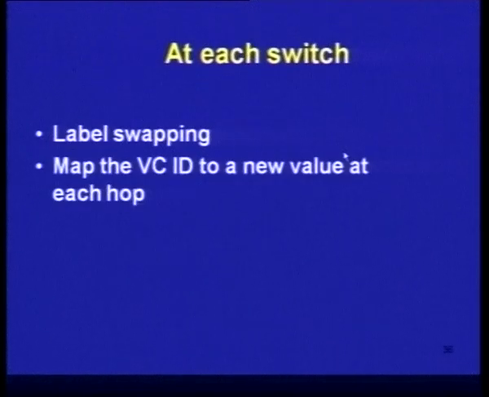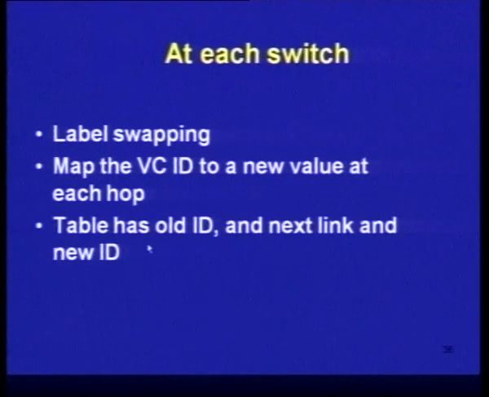Now at each switch, what will be done is you will have this label swapping take place, which essentially maps the VC ID to a new value at each hop. The table will have 3 entries basically: the old ID, the next link to be taken, and the new ID. So by using this table, the switch will be able to make this switching of the labels for every packet that is received.